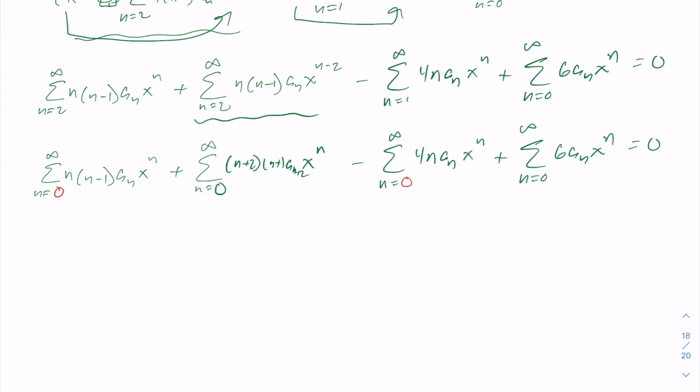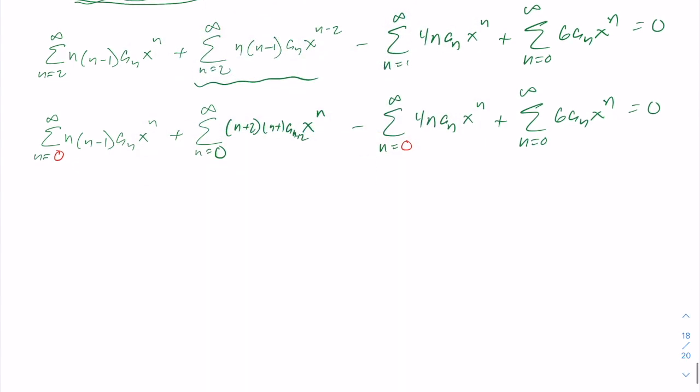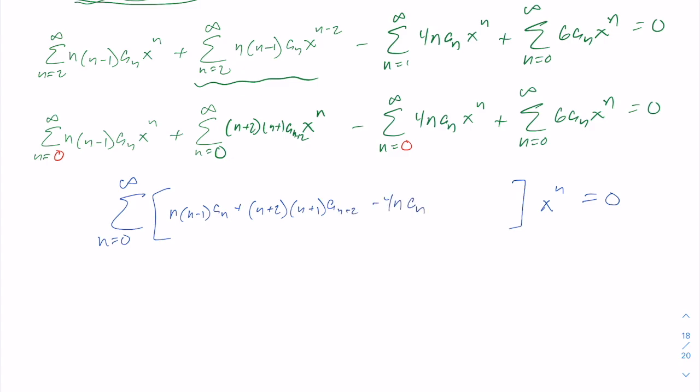All of those start at 0. They all have x to the n, and so I get to write down some gigantic expression with x to the n's. All right, n minus 1, a sub n plus n plus 2, n plus 1, a sub n plus 2, minus 4n a sub n plus 6 a sub n.